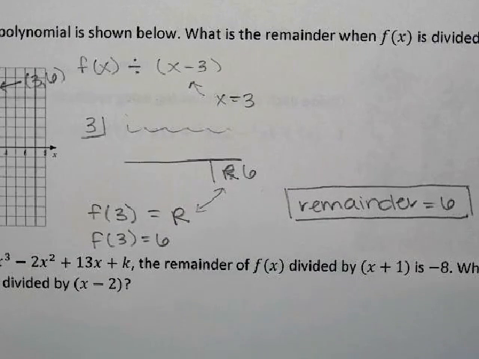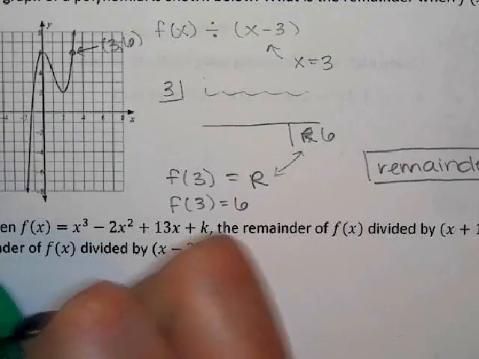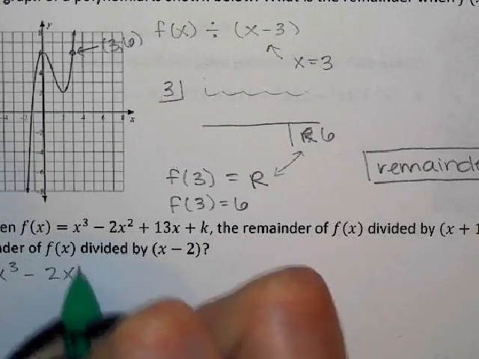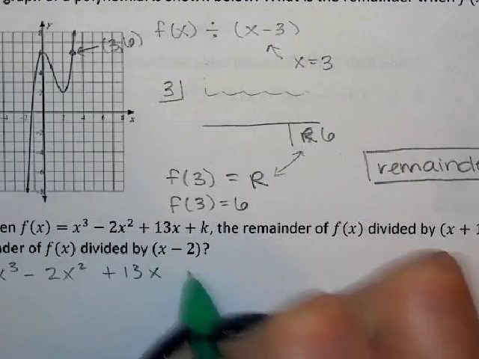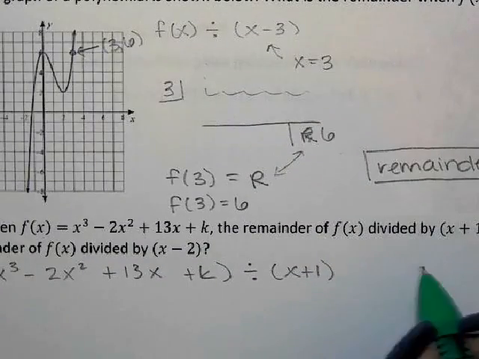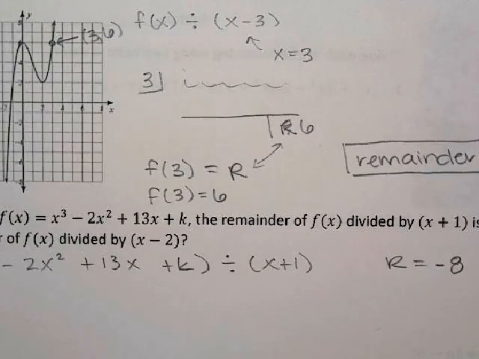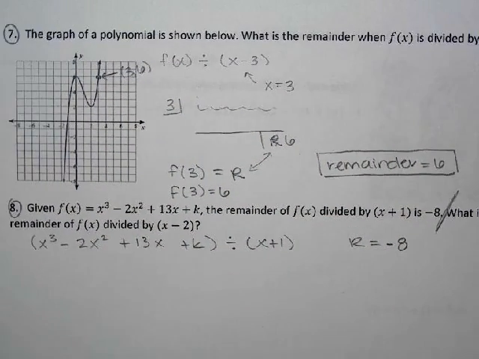Okay, the next one is a two-part question. We're going to focus on the first part, which ends at the first sentence. It says if you take f of x, which is x to the third minus 2x squared plus 13x plus k, and you divide it by x plus 1, the remainder that you get is negative 8. Depending on how you like to do these, there are two ways to do this problem, and when I was helping people around the class, I saw both ways represented depending on how people thought about the problem.